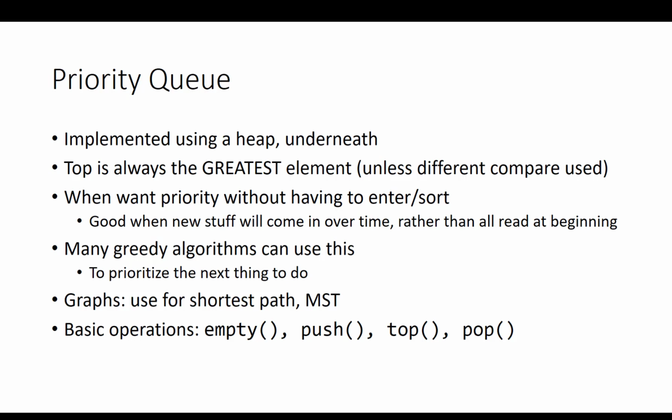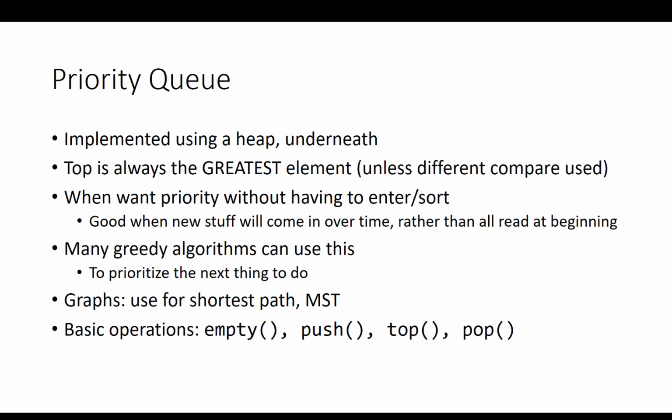But as long as the thing that you care about is just that you need to pull off the biggest thing, and by the way, you can implement a priority queue with a different comparison function if you want to. So if you don't, it's always going to be the quote biggest, but you can define what biggest means. You can use the built-in priority queue. And so the basic operations that you have are push to put something into it, top to see the thing that's on top, and pop to remove the thing on top. And then you can check whether it's empty or not.